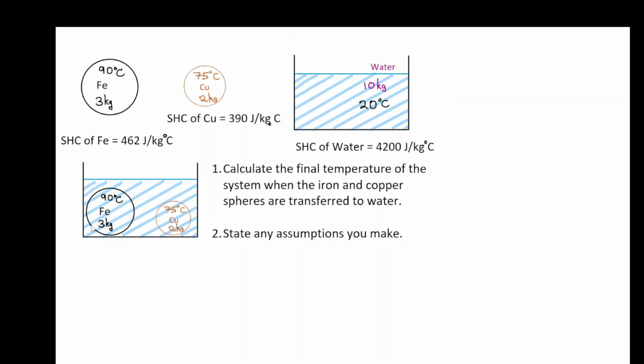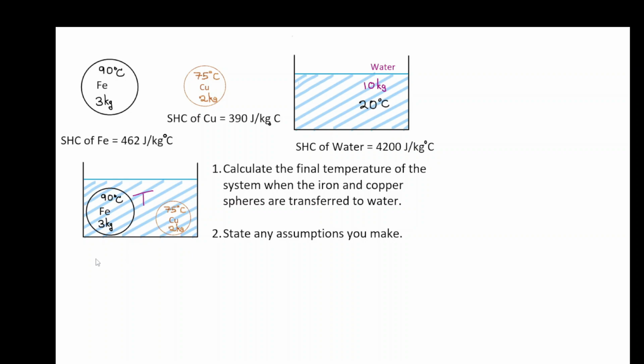So in a question like this, you need to think about the energy transfer. Now, we don't know the final temperature. Let's call the final temperature capital T. Now, we can think that capital T is less than 90, obviously, because that cools down. It's less than 75, but it will be more than 20.